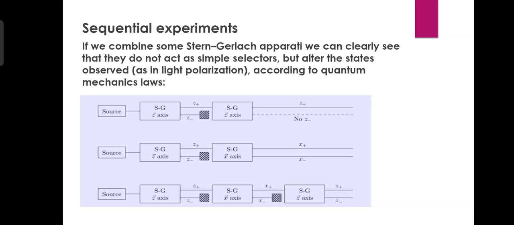So, sequential experiment. Here is a diagram which shows sequential experiments. If you combine some Stern-Gerlach apparatuses appropriately, we can clearly see that they do not act as simple selectors but alter the state observed according to quantum mechanics laws.